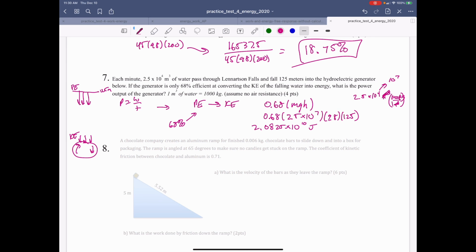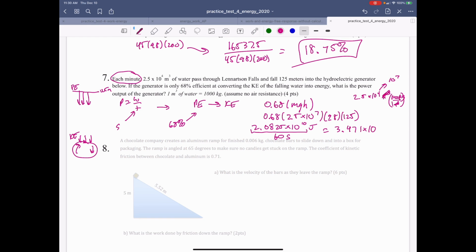All right, so what's the power output? Well, this is the energy that we're going to get out of this, and this is the amount of energy we get each minute. So that's 60 seconds, because remember that the time right here is in seconds. So let's just divide this answer by 60, and we are going to get a whole heck of a lot of watts.